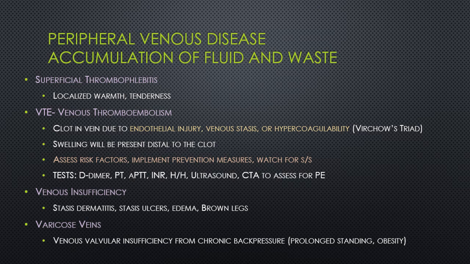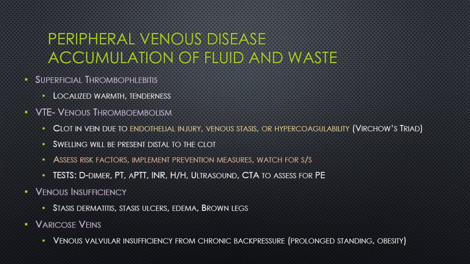A venous thromboembolism is the same thing as a DVT, and this is a clot in the vessel or vein due to endothelial injury, venous stasis, or hypercoagulability. This is referred to as Virchow's triad. So these are the three things that increase the risk of a VTE or DVT.